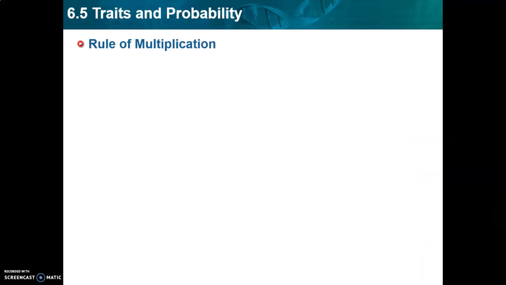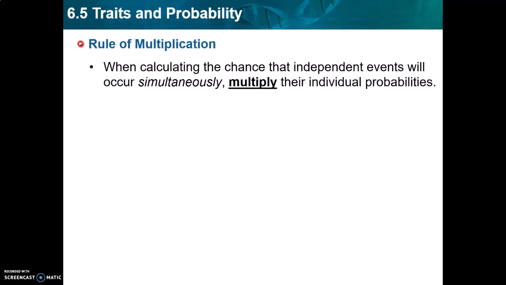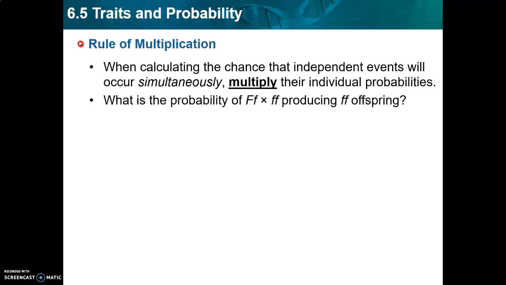Now, the rule of multiplication is going to come in handy when we start to get into the more complex genetics calculations. The rule of multiplication allows us to calculate the chance that two different independent events will occur simultaneously, meaning at the same time. If that is what you're calculating, you are going to multiply their individual probabilities.